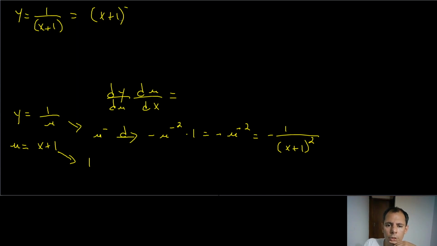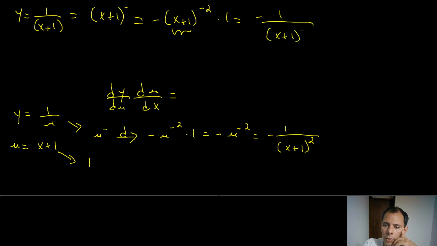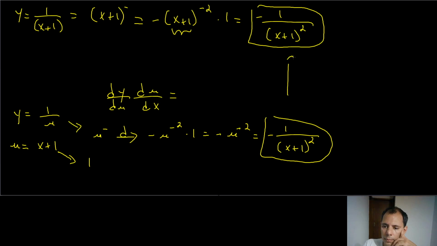Okay, so let's try to do this directly here. You got this, so you differentiate the outer function and then the inner function. So this is going to be minus, I'm just doing the same, but a little bit faster, minus x plus 1 to the minus 2 times the derivative of the inner function, which is 1. So this equals minus 1 over x plus 1 squared. You see, this and this are exactly the same.